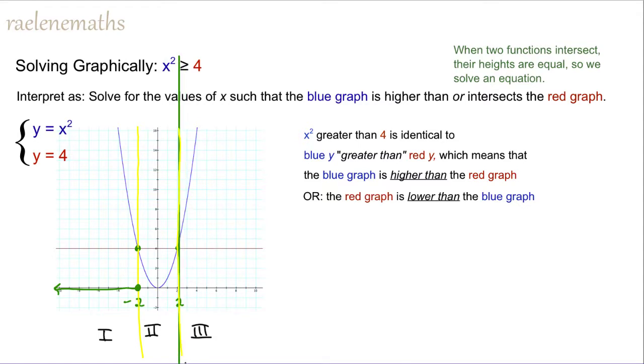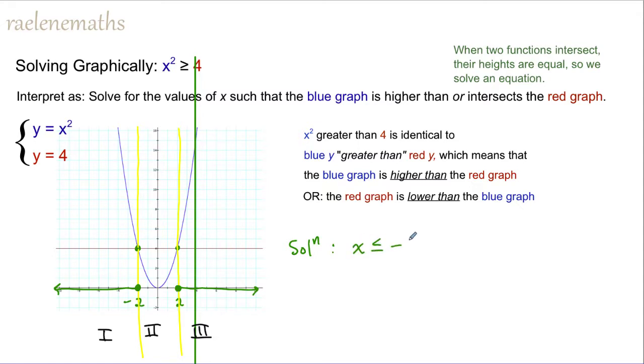Furthermore, to the right of x equal to 2, I notice that the blue graph is always higher, or the red graph is always lower. And so I'm going to choose all of the x-coordinates from 2 onwards. And so here I get that my solution is going to be the set of x values that are less than or equal to negative 2 or greater than or equal to 2.